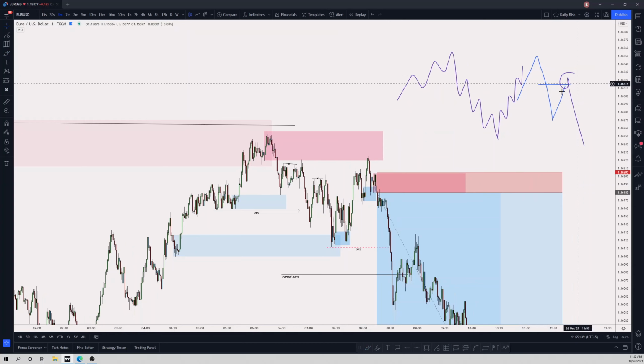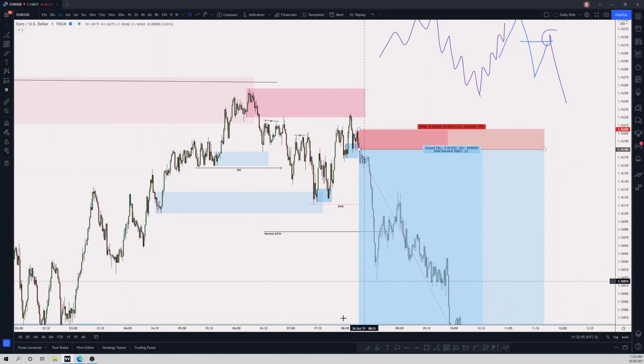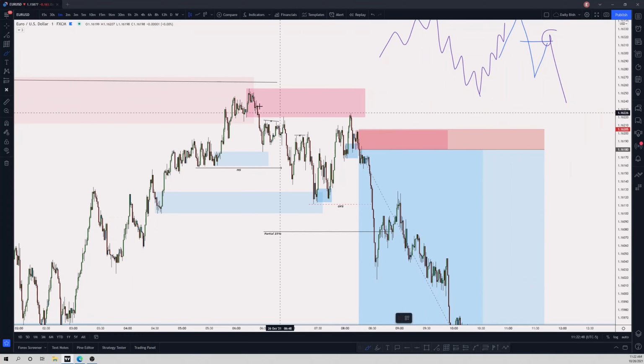And then again, what is this? This is just a pullback on the 15-minute or the 5 minute, right? To do this and then head lower. So that's what I was trying to play. So what happens is price comes in, taps this zone, right? This is the buy before the sell. That's what an order block is. It's a buy before the sell.